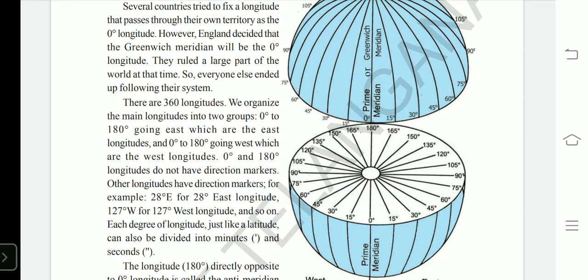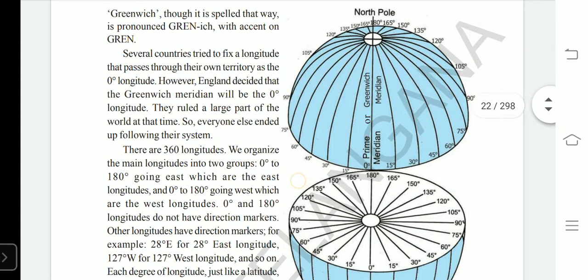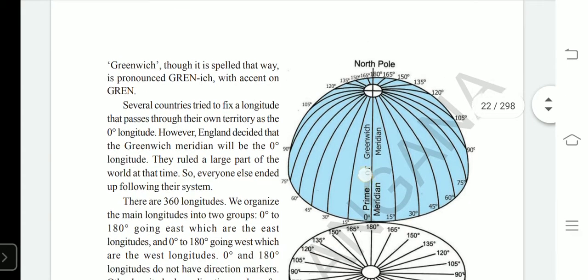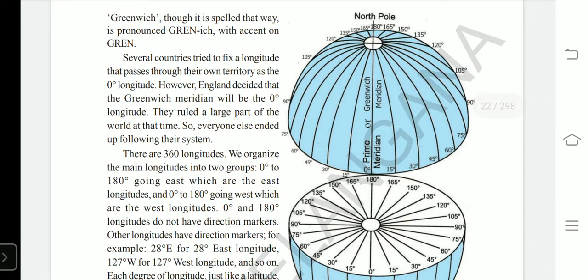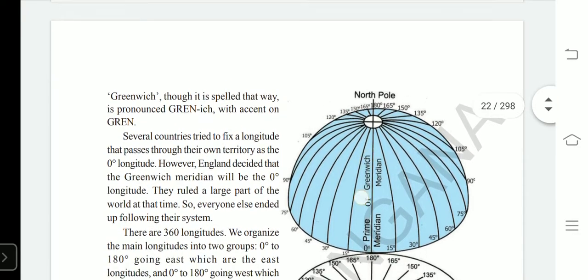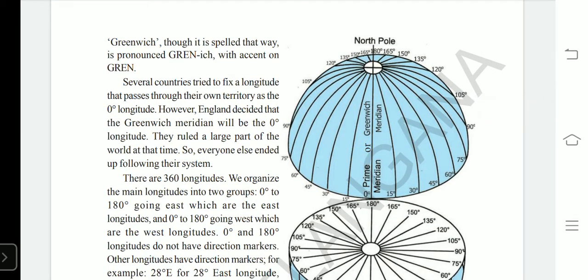So you may have a doubt as to why they took this as the 0 degree prime meridian or Greenwich meridian. Dear students, you know that the British have ruled the world, right? They established their empire throughout the world. It's the largest empire in the world. So it was accepted that the line passing through Greenwich in Britain should be considered as the prime meridian. In that way, it has become the prime meridian.